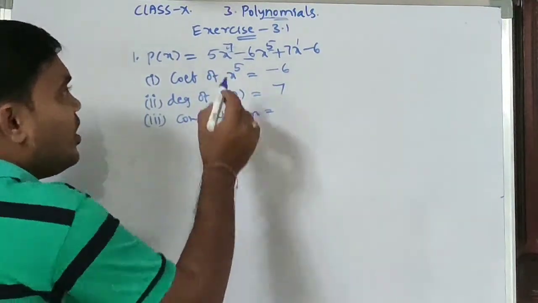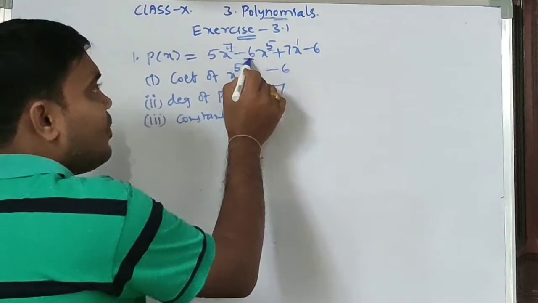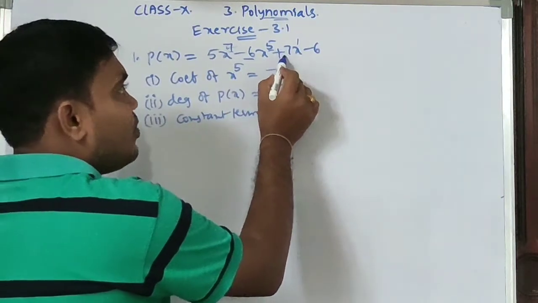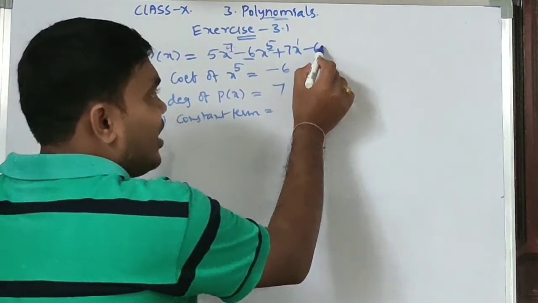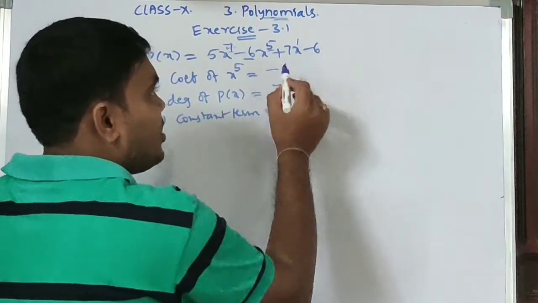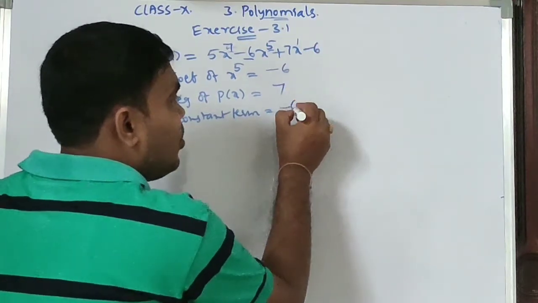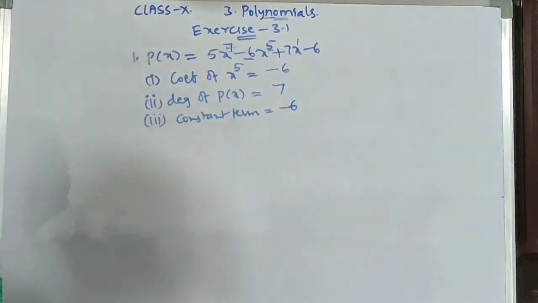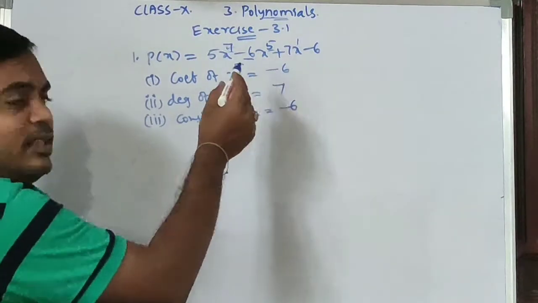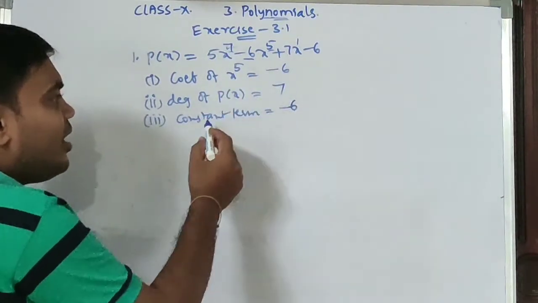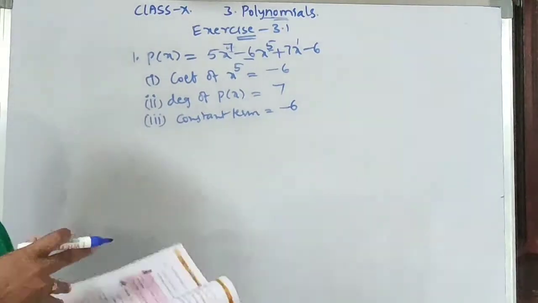Constant term. This is the x power 7 coefficient, this is the x power 5 coefficient, this is the x power 1 coefficient. This is not containing x, so it is the constant. So, the constant is equal to minus 6. So, the coefficient of x power 5 is minus 6, the degree is 7, and the constant is equal to minus 6.